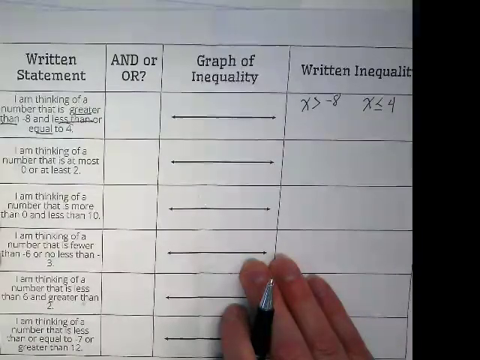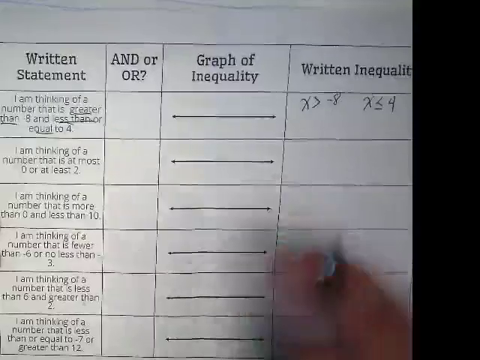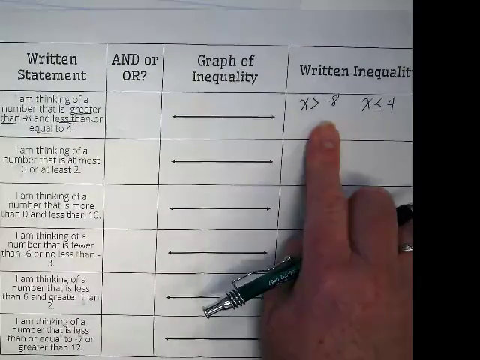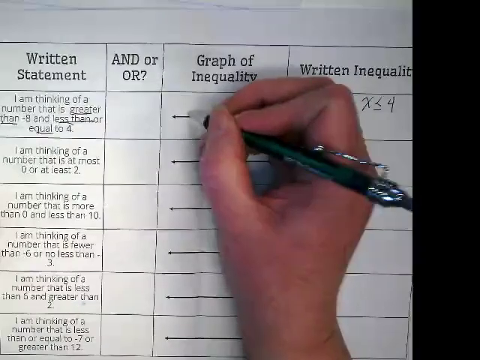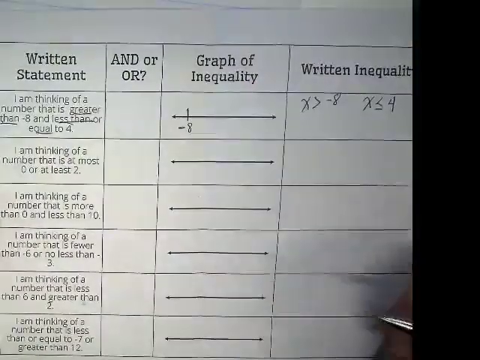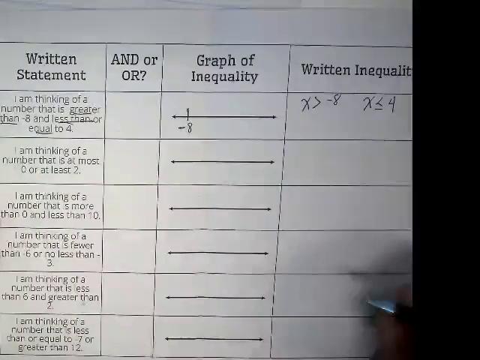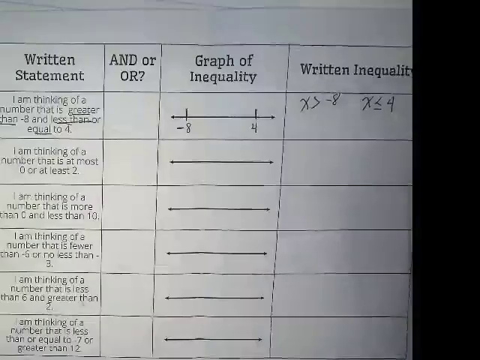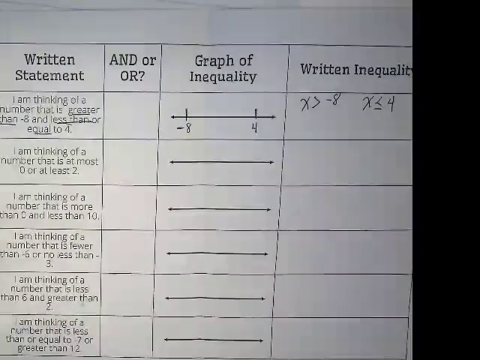Are we thinking an and or an or? Okay, let's see. What's going to get graphed to the left? The x is less than or equal to 4. The negative 8 is going to be graphed to the left, isn't it? Yes. What's going to be graphed on the right? 4. Once I get those on there, then I'm going to think about the circles and which direction the lines are going.